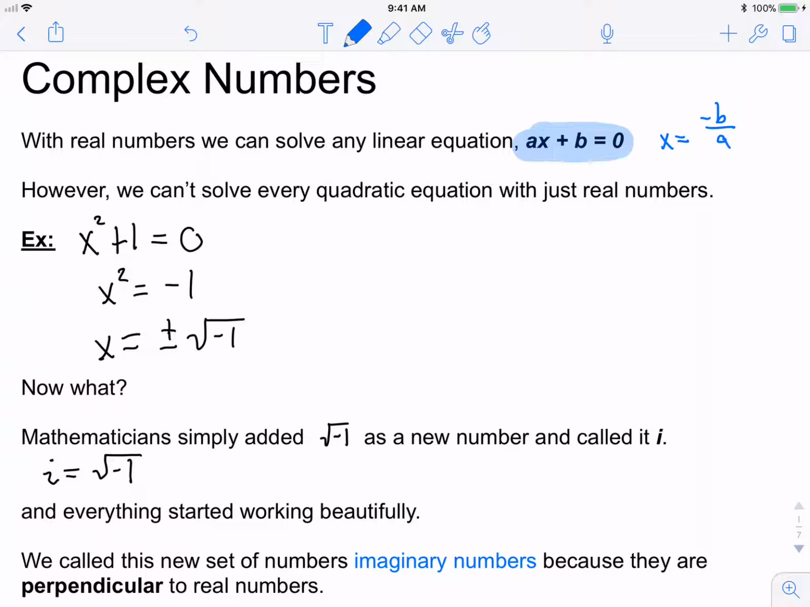However, this isn't true for quadratic equations. We can find a very easy example, such as x squared plus 1 equals 0, and try to solve, and we'll come across a problem. So we subtract 1, and we have x squared equals negative 1. Take the square root of both sides, and we come up with x is equal to plus or minus the square root of negative 1, which is not a real number.